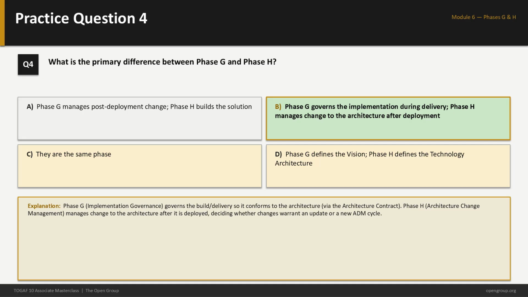Question 4. What is the primary difference between phase G and phase H? Pause to consider your answer. The correct answer is B, phase G governs the implementation during delivery, phase H manages change to the architecture after deployment. Phase G, implementation governance, governs the build/delivery so it conforms to the architecture, via the architecture contract. Phase H, architecture change management, manages change to the architecture after it is deployed, deciding whether changes warrant an update or a new ADM cycle.